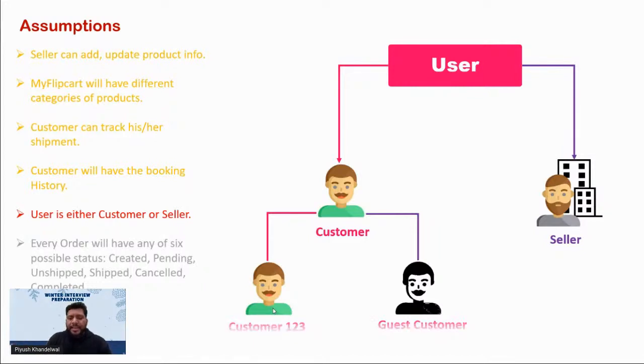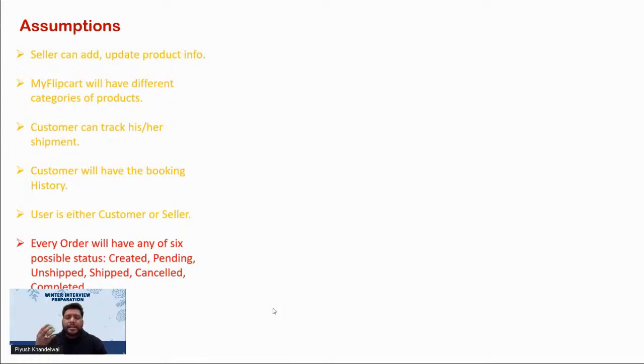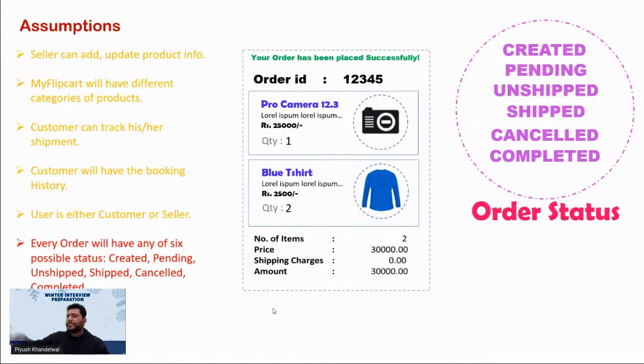Okay, so for now, for simplicity, we are removing this thing. We are considering only two types of users, customer and seller, but we can maintain that as well, registered as well as guest users, okay. And then an order can have various states, right? It could be created, pending, shipped, unshipped, cancelled or completed. So your order can be in any state, and we have to maintain the order states. We are assuming these states are going to be created, pending, unshipped, shipped, cancelled and completed, right? So what we have done is these are the order statuses, and here we are assuming.